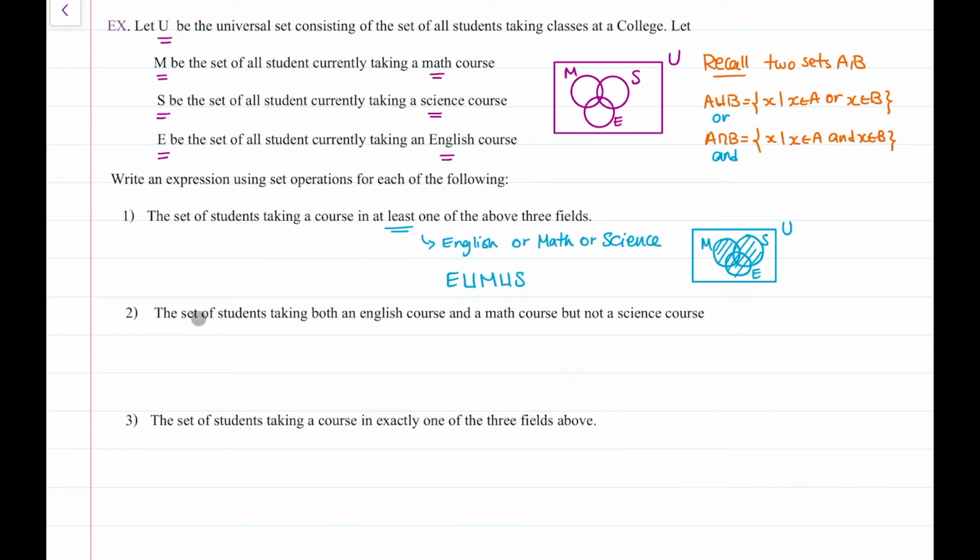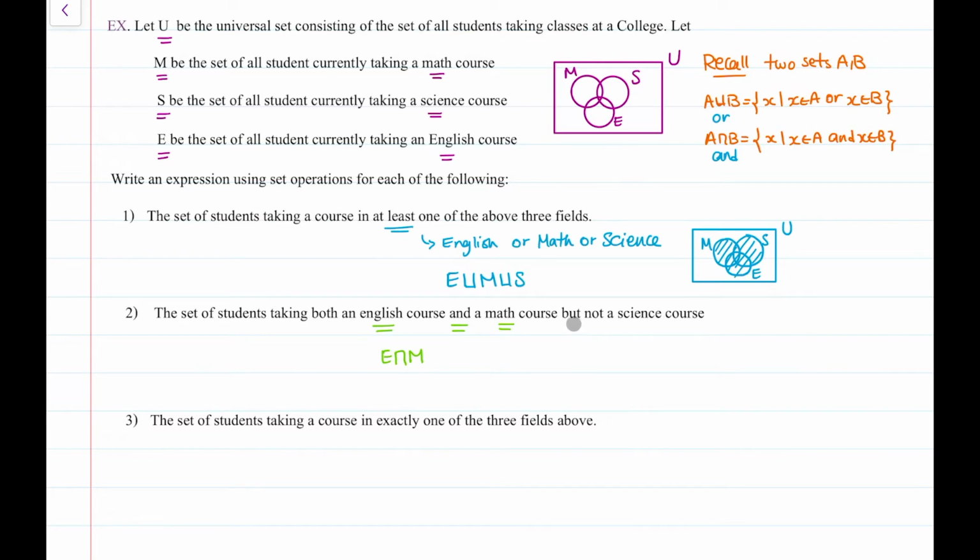Good. The second one, the set of students taking both an English and a math course. Okay, so they're taking English and a math course. So it would be E. When I have the and, it means that both of them together. So E intersection with M.